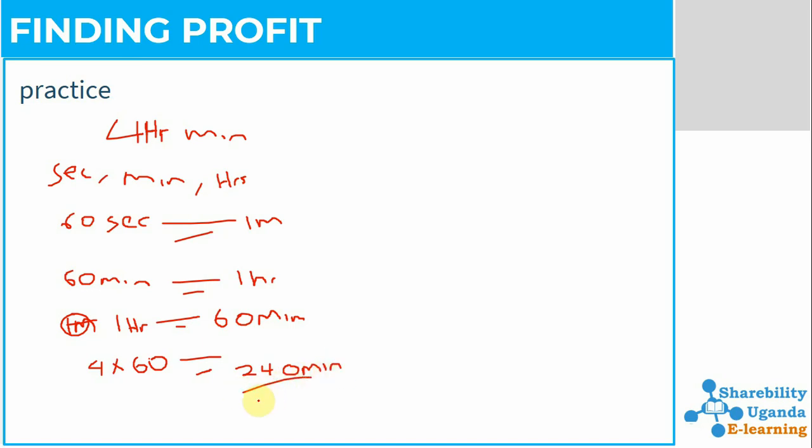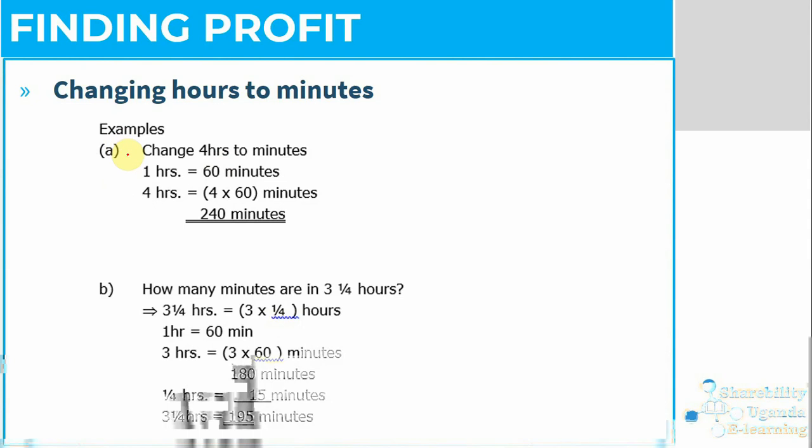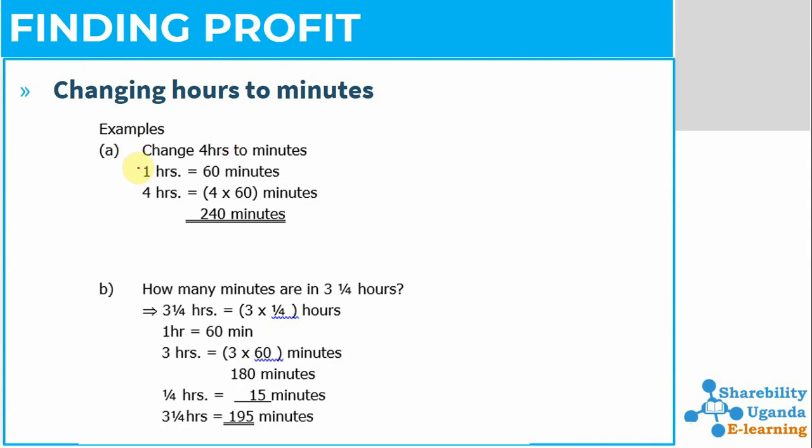Okay, so this is how we solve when they give you a number in hours to minutes. This is what they were able to say: if 1 hour is equal to 60 minutes, then 4 hours will be equal to 4 times the 60 minutes. Then they will be able to come up with the answer.